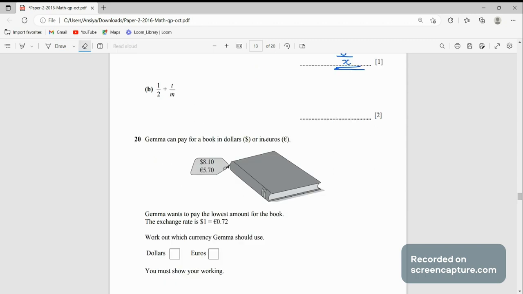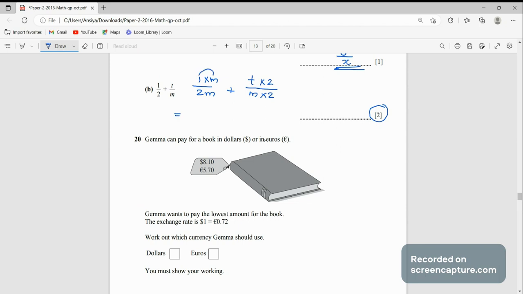1 over 2 plus t over m. Here the denominator is not the same. So we have to do some things here, and that's why it's a 2 marks question. How to make the denominator the same? The easy idea is to multiply the first fraction with this m, and multiply the other fraction with this 2 so that the denominators will be the same. So I will write and show: 1 by 2, the first fraction, multiply with m, plus t by m, multiply the whole fraction with 2. We'll see what we will get.